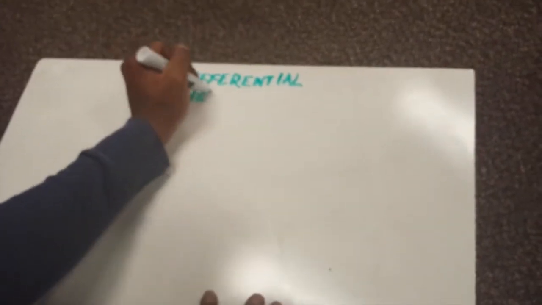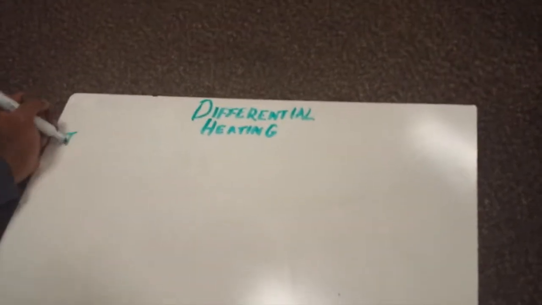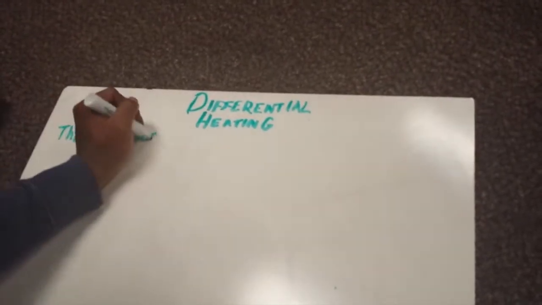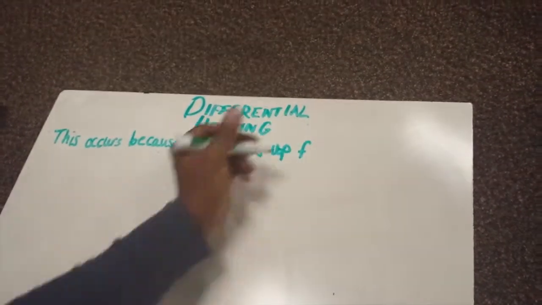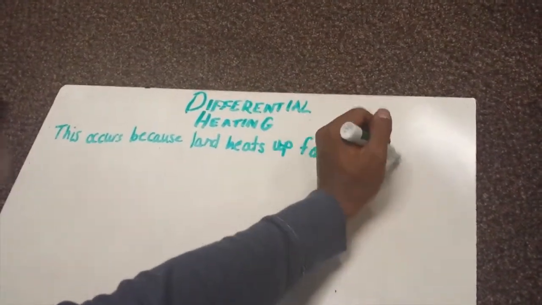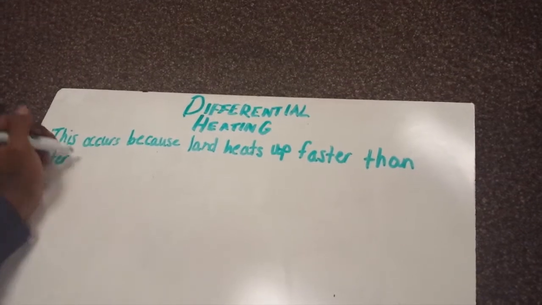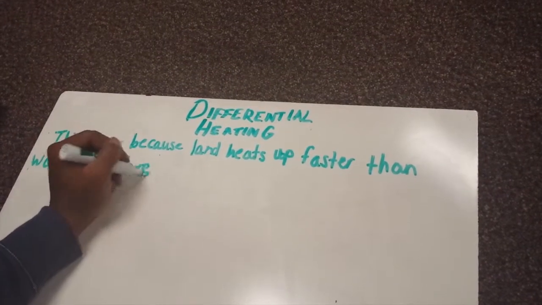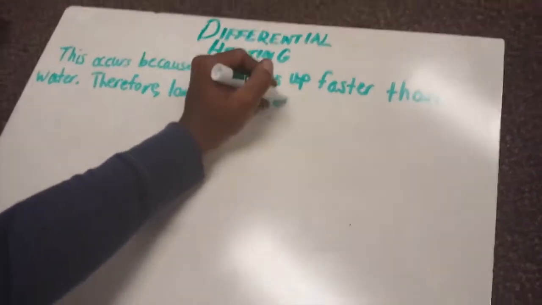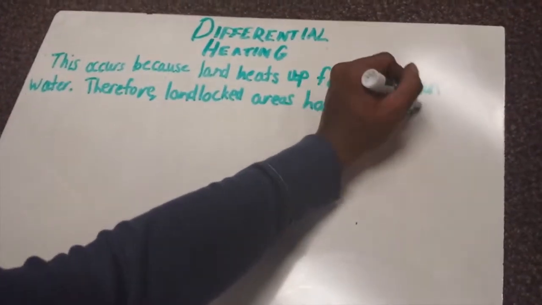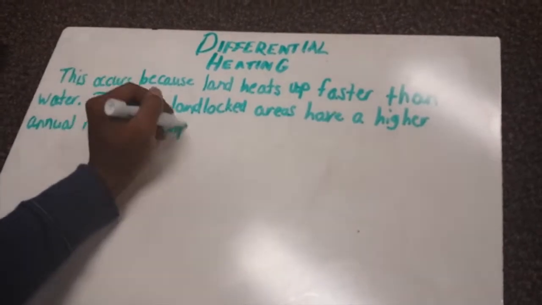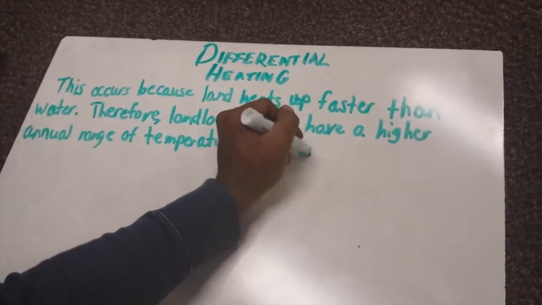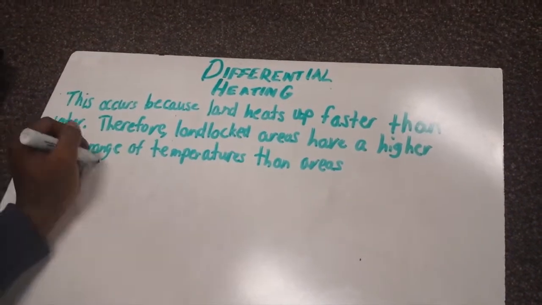So it is here where we discuss differential heating. This occurs because water heats up at a much slower pace than land does. Therefore, you have higher annual temperature ranges in landlocked regions than you would in, say, a region bordering the Atlantic Ocean or the Pacific Ocean. So that's why that happens.